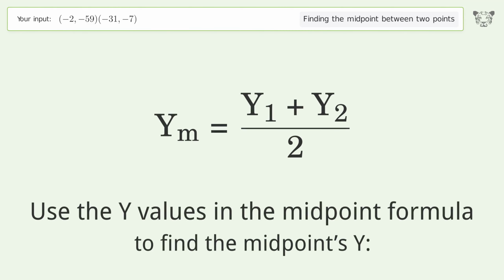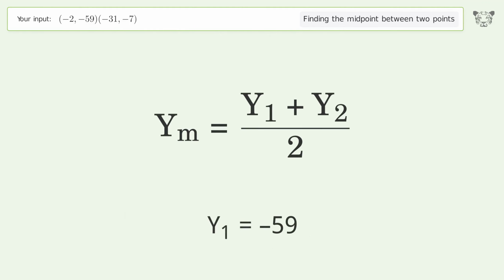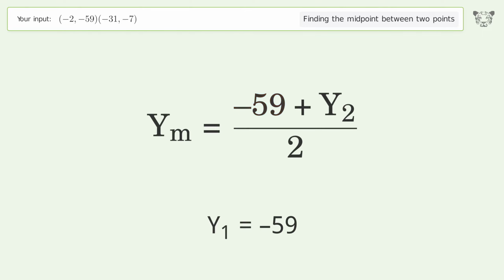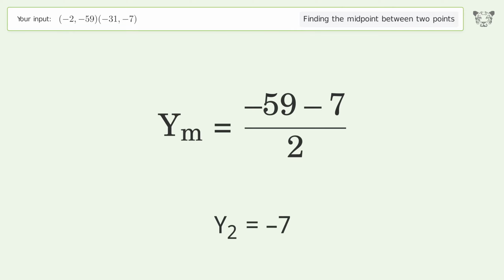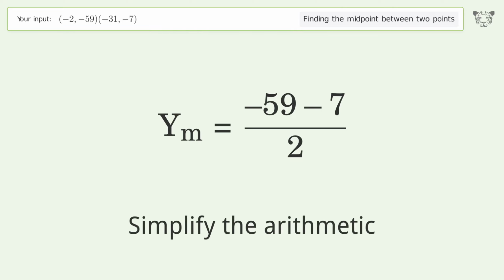Use the y values in the midpoint formula to find the midpoint's y. y1 equals -59. y2 equals -7. Simplify the arithmetic.